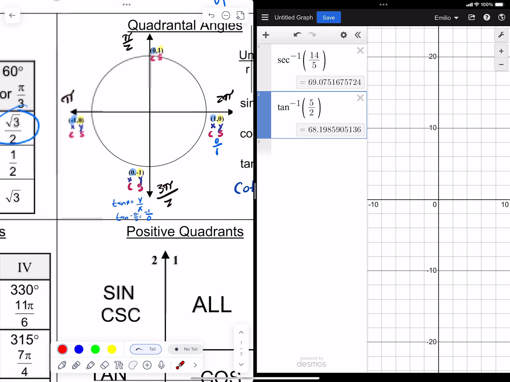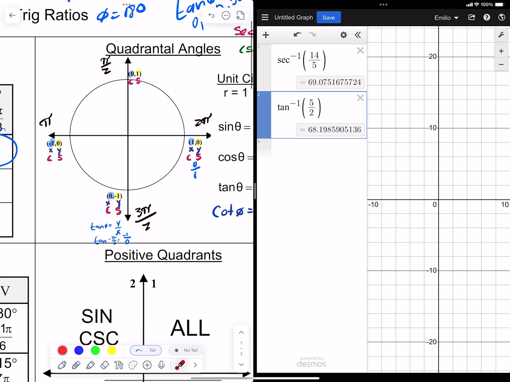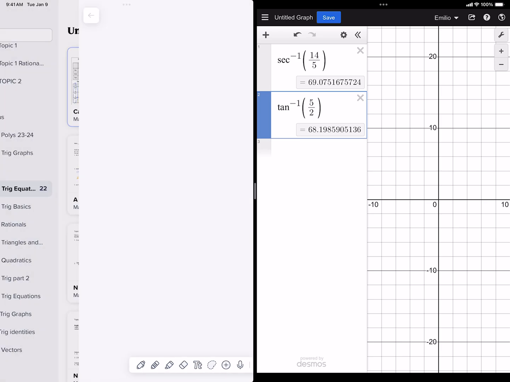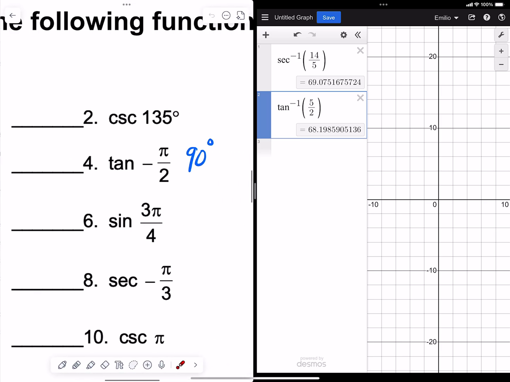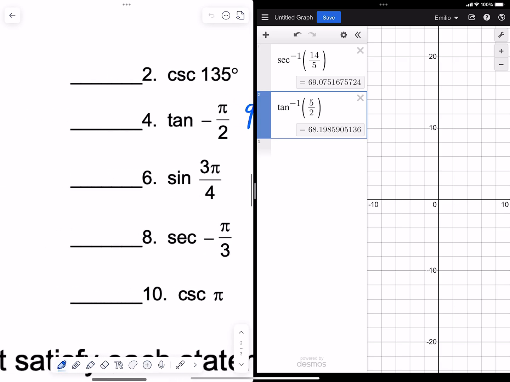So one thing to remember, tangent will always be undefined here at 90, 270, or negative 90 or negative 270. If the angle ever lands here, it's undefined. Cotangent is undefined here. So a little trick to know for the test that'll be helpful for you. So for this one, the answer would be undefined for number 4.